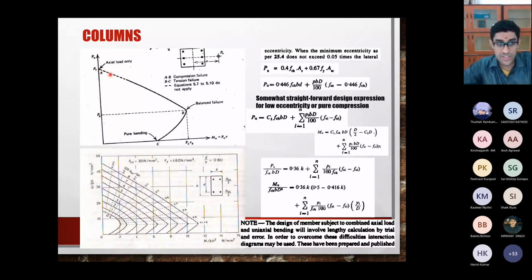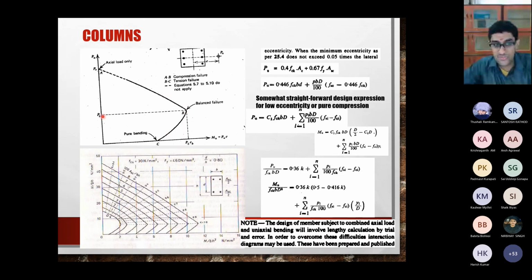However, within this region over here, as long as I have combinations of load and moment along this particular line, then this corresponds to a compression failure where your column will fail like a column through compression.